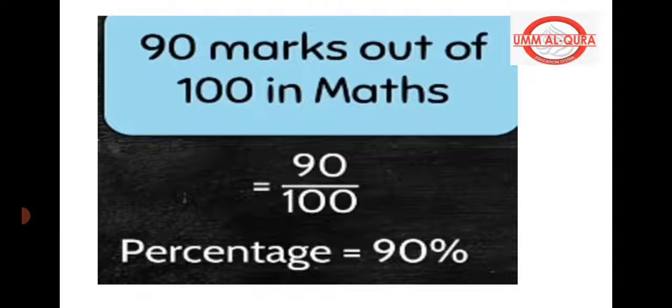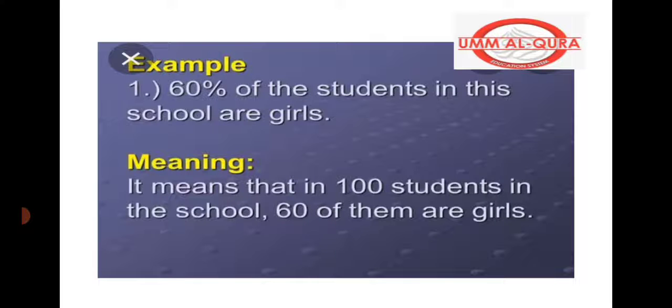Now here we have another example: 90 marks out of 100 in maths. First we write the 90 marks as the numerator, then the total marks as the denominator. In fraction form we write 90 by 100, then the percentage is 90%, which is our answer. Here is another example: 60% of the students in this school are girls. This means that in 100 students in the school, 60 of them are girls.